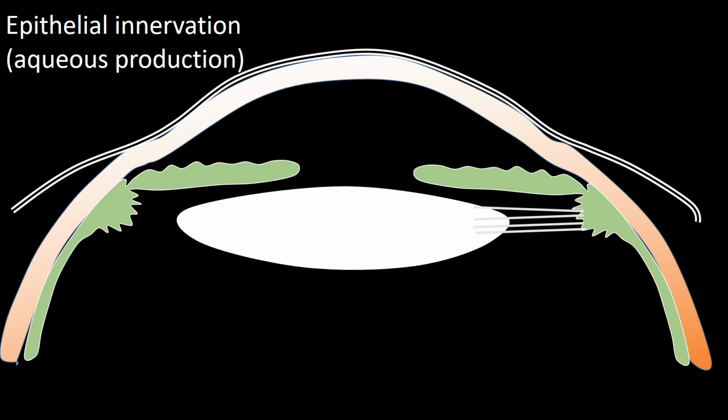On the left side, I will represent the receptors involved in the innervation of the ciliary body epithelium that are involved in the production of aqueous humor. Alpha-1 receptors are present in the vessels irrigating the ciliary body epithelium. Alpha-2 receptors, beta-1 and beta-2 receptors are present in the ciliary body epithelium.